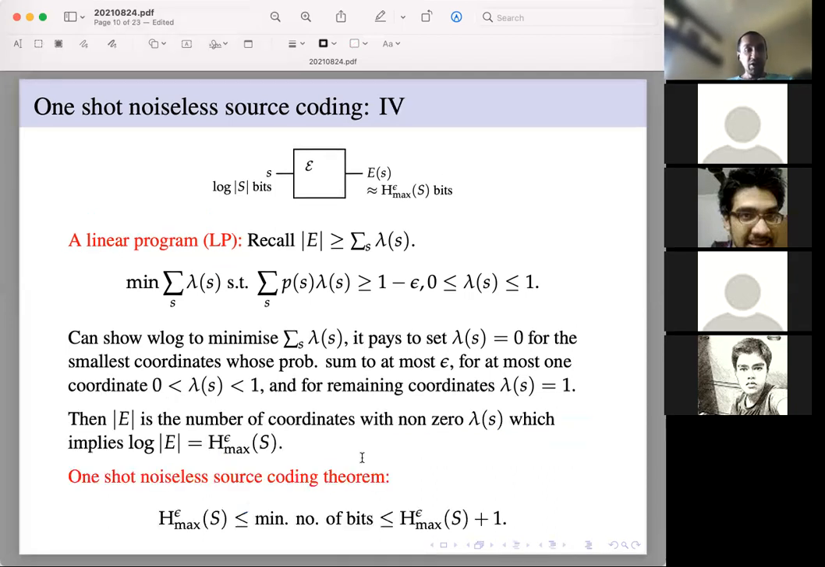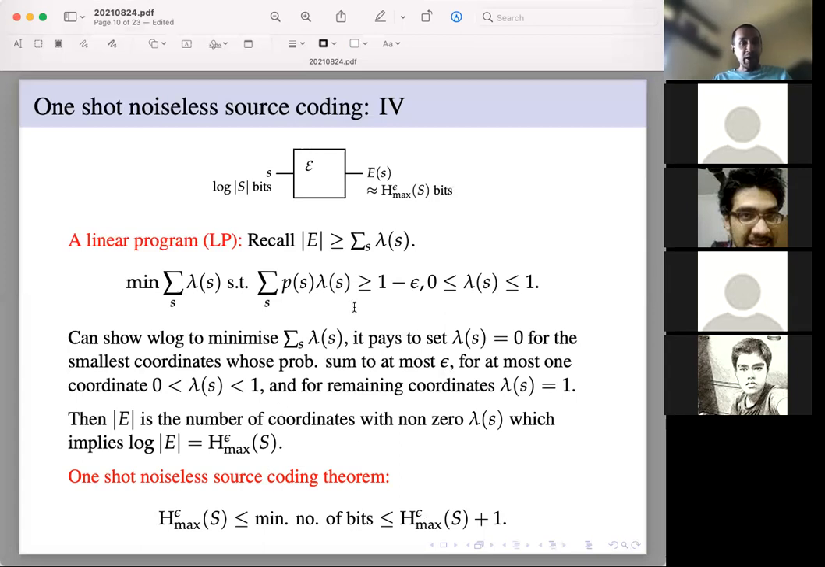So what have we got? E is the number of coordinates with non-zero lambda S, which we just argued. So this means that log E is, by definition, H epsilon max of S, and so we have now proved a one-shot noiseless source coding theorem for the minimum number of bits. We remember there was this very nice deterministic decoding and encoding strategy, almost naive. It's almost too good to be true. So that gave me the ceiling of H epsilon max. So let us say it's less than H epsilon max plus 1.